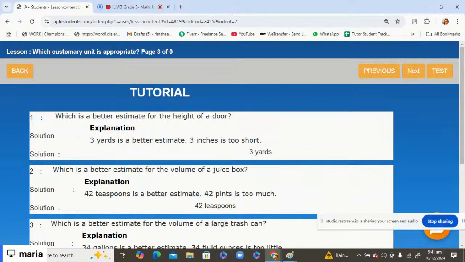What is the better estimate for the volume of the juice box? Again, the juice box is very small. A pinch is too high, and 42 teaspoons is what they are using here. So we are moving with the 42 teaspoons.